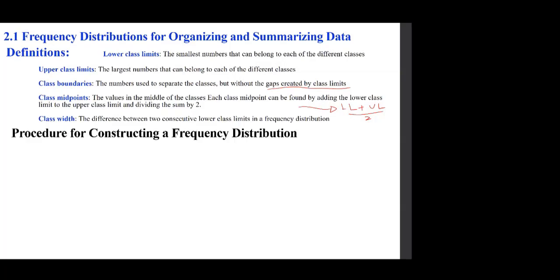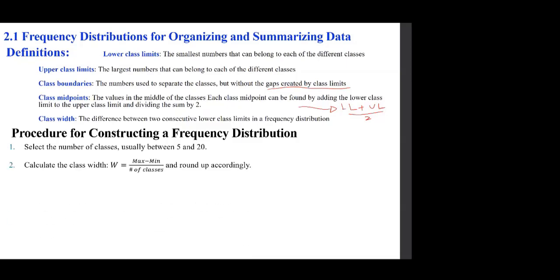What is the procedure for constructing a frequency distribution? If we are supposed to make one up, what do we do? First, we select the number of classes. If we select too many, it really defeats the purpose. Normally it's between 5 and 20 as far as the course is concerned and the exam questions and so forth. Normally it's given to you.